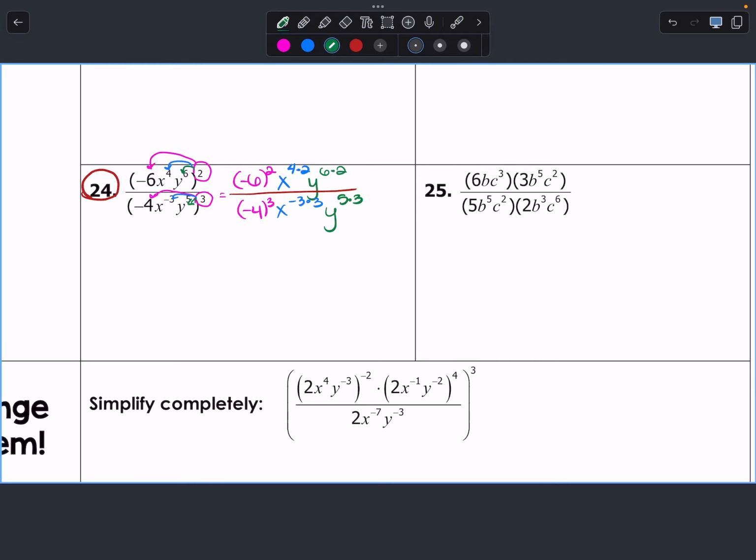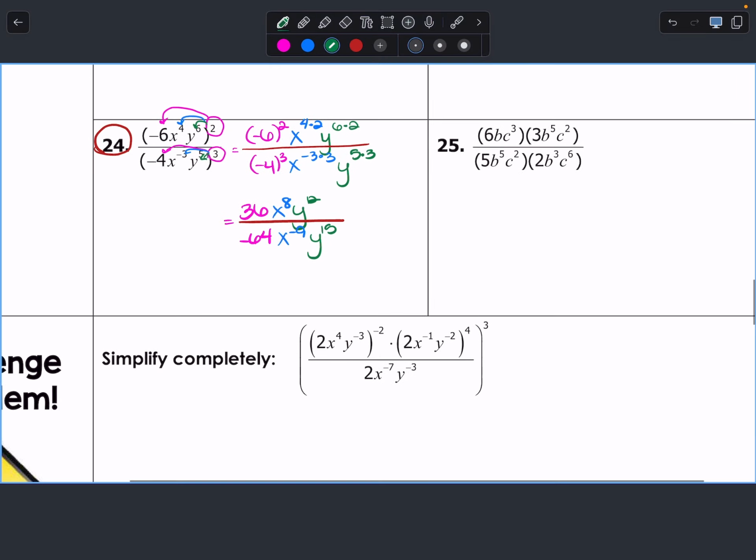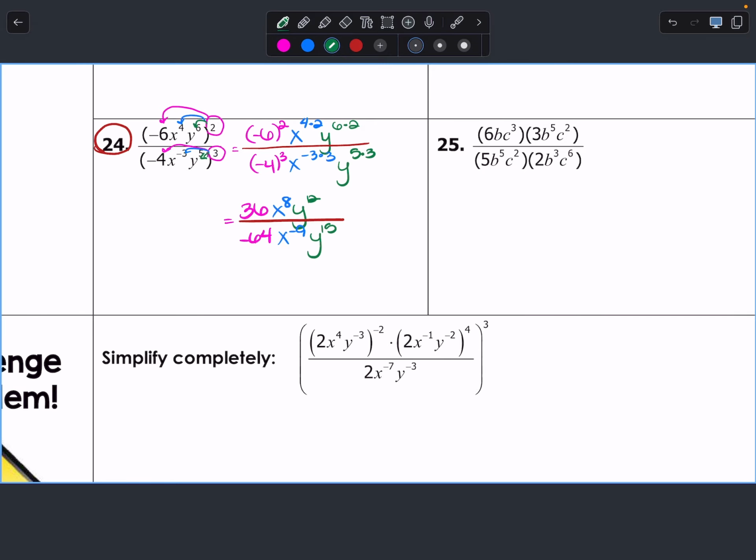These are quantity. The first one is a quantity squared. My negative 4 cubed doesn't matter because it's still going to be a negative value. But I get a 36 in the top, an x to the 8th in the top, a y to the 12th in the top. 4 cubed is going to be negative 64. X to the negative 9. And y to the 15. Questions so far?